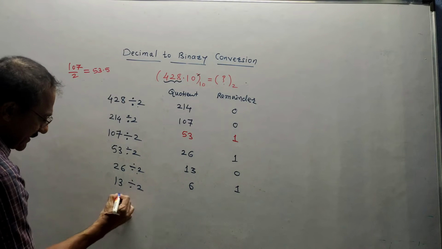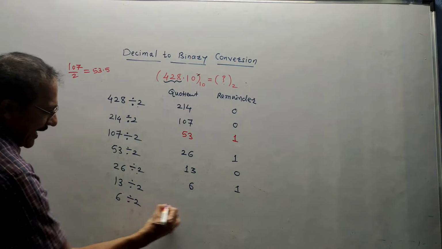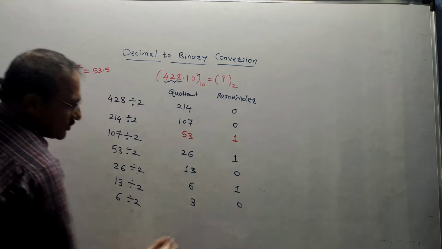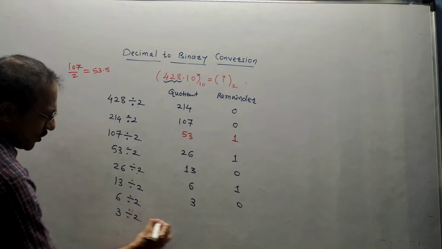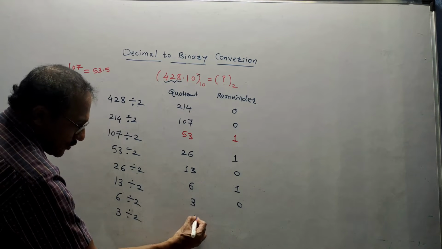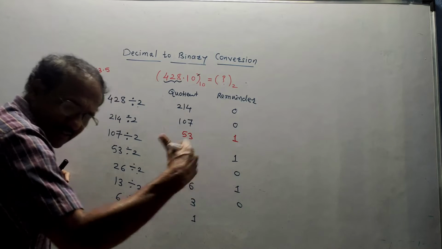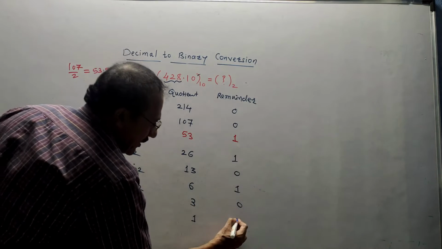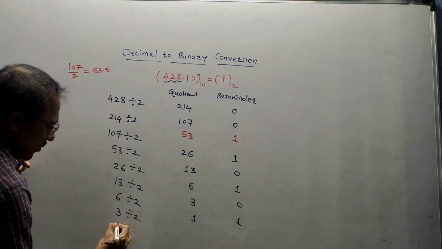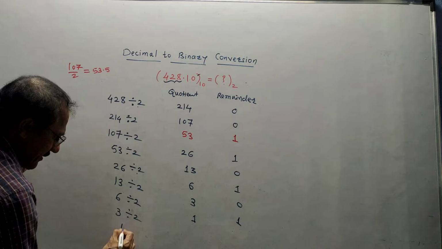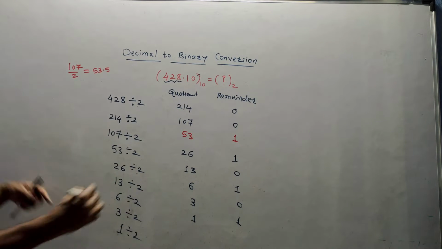Then consider this number, 6 divided by 2. The answer is 3. This is a perfect division, so the remainder is 0. Consider this number, 3 divided by 2. The answer is 1.5, so the quotient is 1. Again, since it is 1.5, 0.5 into 2 gives the remainder 1.